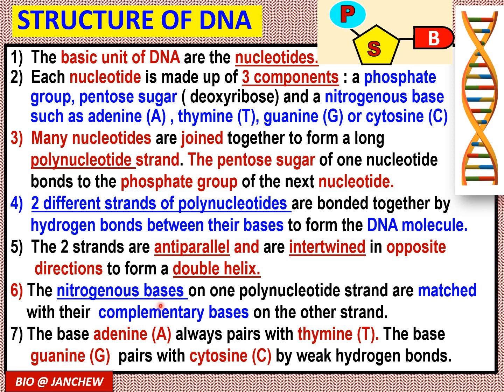Next, the nitrogenous bases on one polynucleotide strand are matched with their complementary bases on the other strand. So here, for example, in this picture, you have the base adenine, A, then it will always be paired with thymine, T, because these 2, adenine and thymine, are complementary bases. So they will pair with each other. Whereas guanine always pairs with cytosine. Okay, also in the center of the double helix. And that's the structure of DNA.